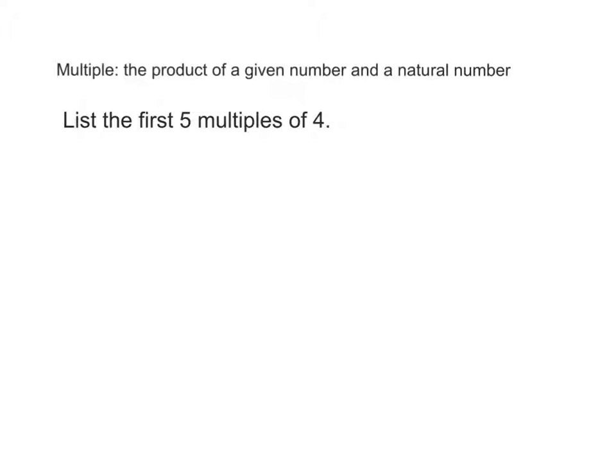So we've been talking about factors, now we're going to talk about multiples. Multiples are the product of a given number and a natural number. And it asked us to list the first 5 multiples of 4. So that's just 4 times 1, which is 4. 4 times 2, which is 8. 4 times 3, 12. 4 times 4 is 16. And 4 times 5 is 20. Those are the first 5 multiples of 4. So it's just multiply 4 by 1, multiply 4 by 2, by 3, by 4, and by 5.